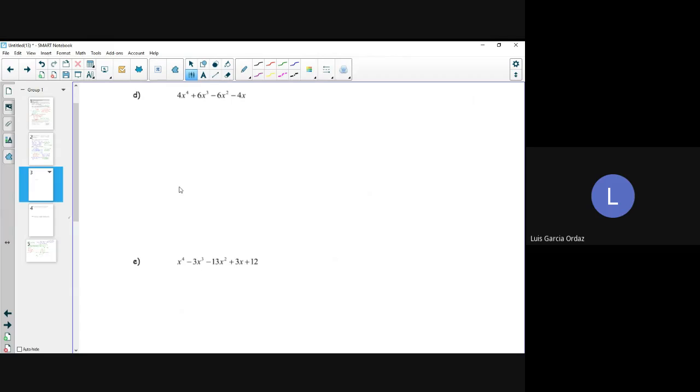So we have 4x to the power of 4 minus 6x cubed minus 6x squared minus 4x. So before we get into factor theorem, what can we factor from that whole expression? 2x. We're left with 2x cubed plus 3x squared minus 3x minus 2.